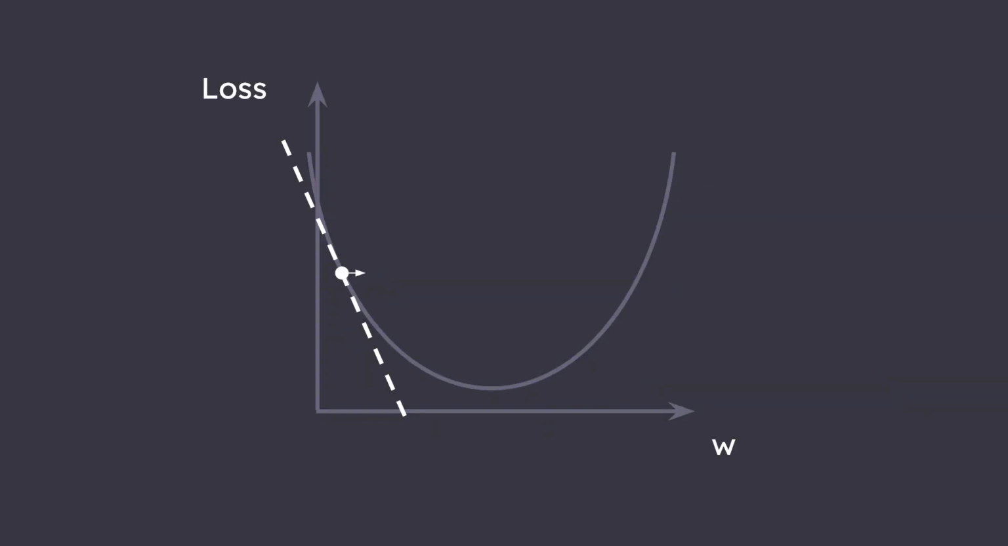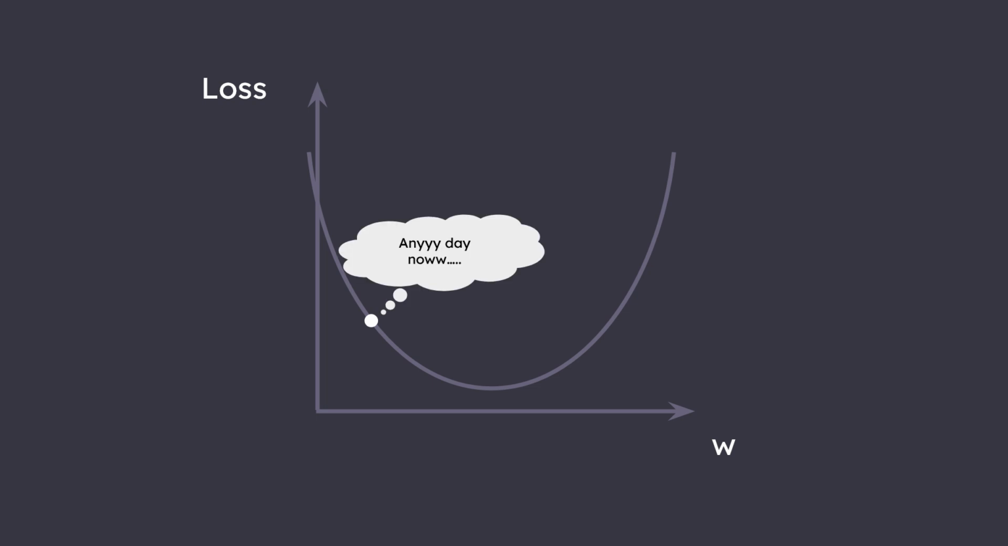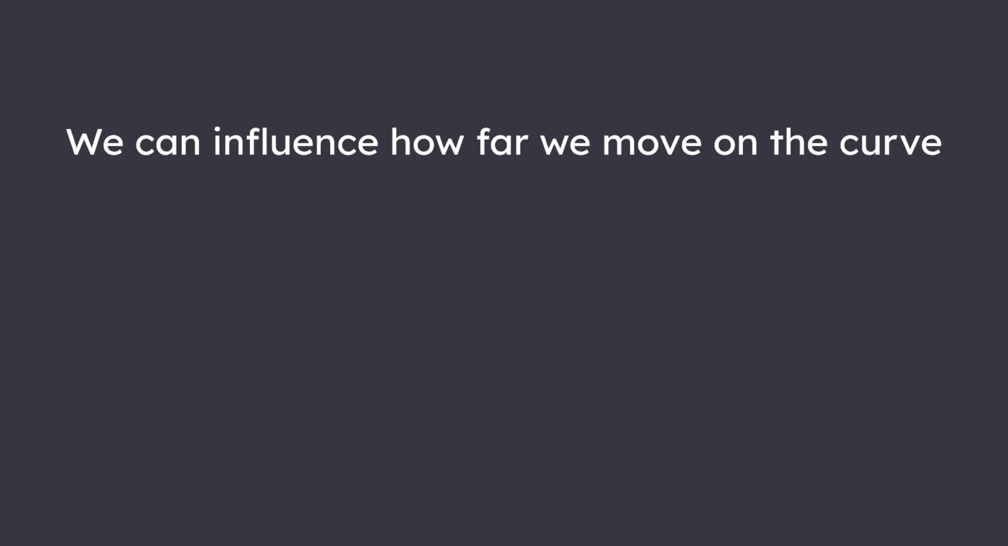But now the question is, how far in our decided direction do we want to move? If we move too far right, we could end up bouncing around in our loss curve. Likewise, if we don't move very far, we could be waiting for a very long time. We can influence how far we move on the curve, or in other words, how much to increase or decrease w, using what we call the learning rate.